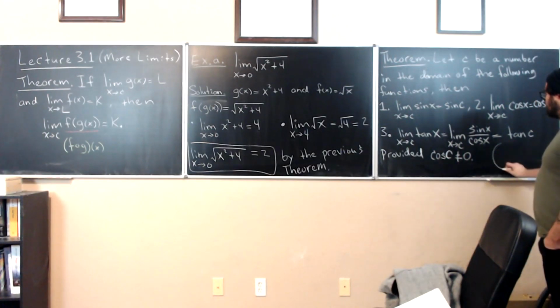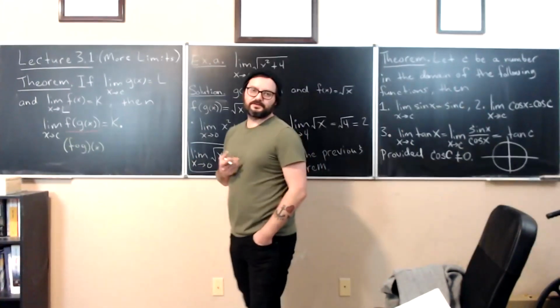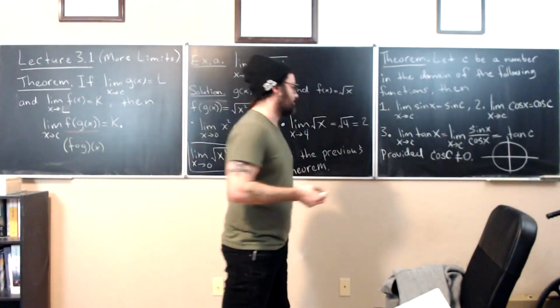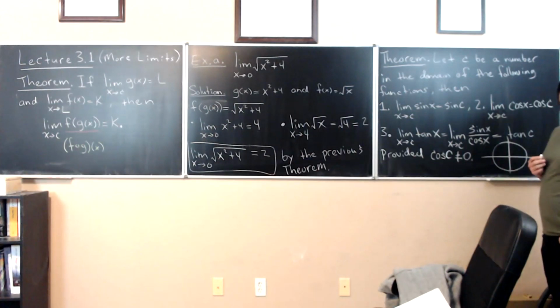Now, just to refresh your memory about when cosine is equal to 0, remember that on the unit circle, cosine is the x value, sine is the y value. So when are the spots where the x value on the unit circle would be 0? Well, that's at an angle of pi over 2, and it would also be 0 right there, which is 3 pi over 2.